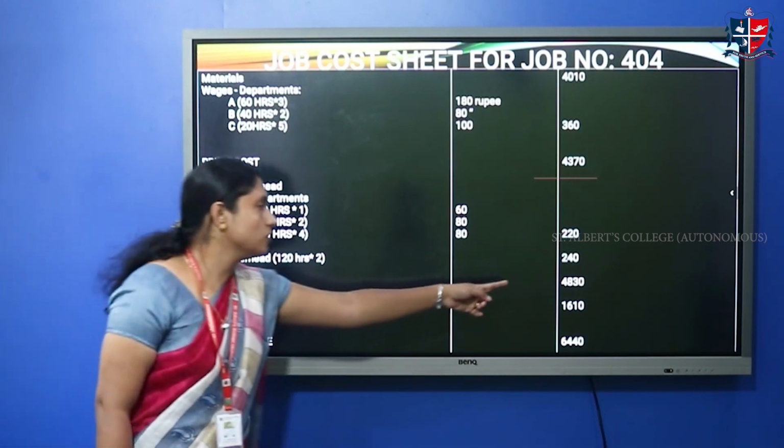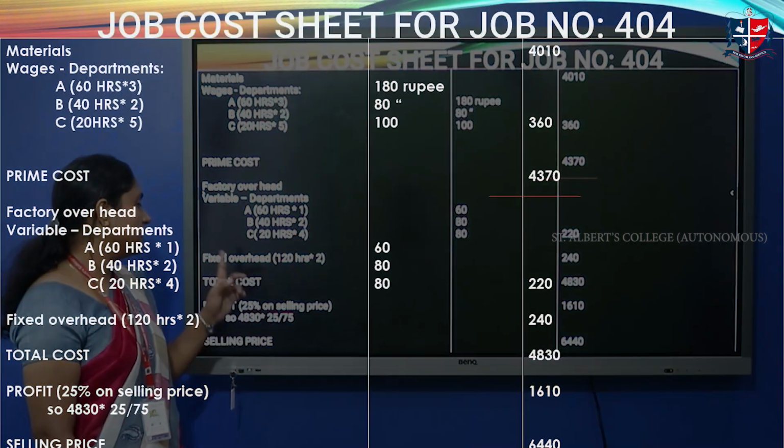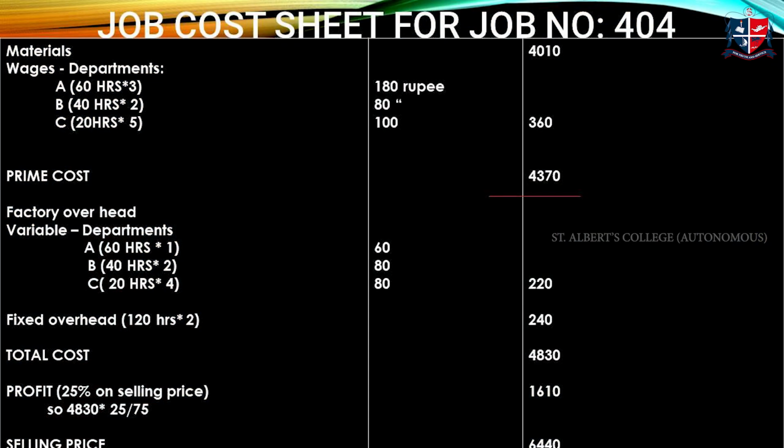So the total cost is 4,830. That is multiplied by the profit percent, that is 25, on the basis of the cost, that is 75. So we will get the profit, that is 1,610. Then we add this, and we will get the selling price, that is 6,440.